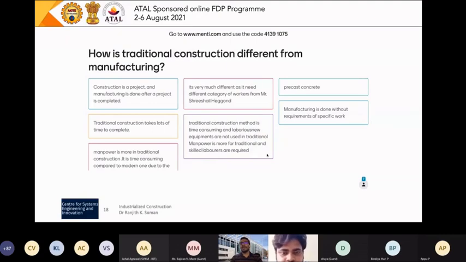manufacturing. Precast manufacturing is done without requirement of a specific work. It was not currently. We will again discuss that later. So I think these comments are really good because we're going to discuss each of this and address it.